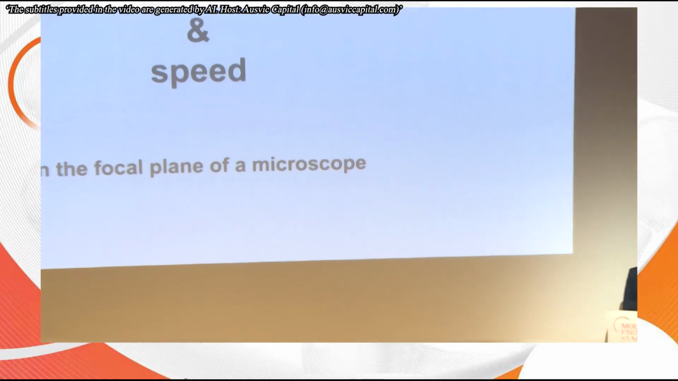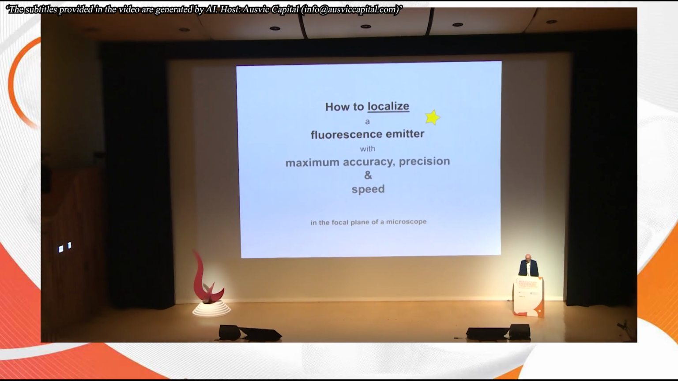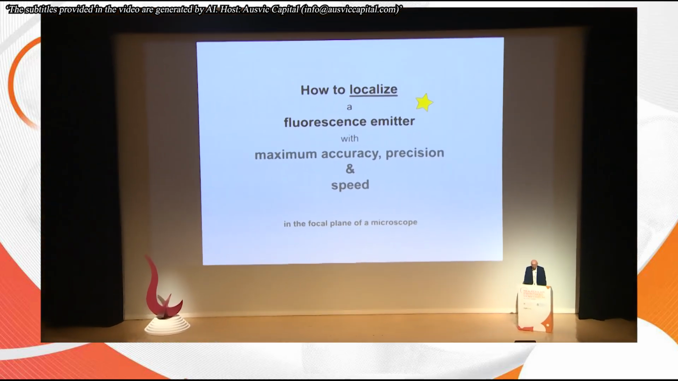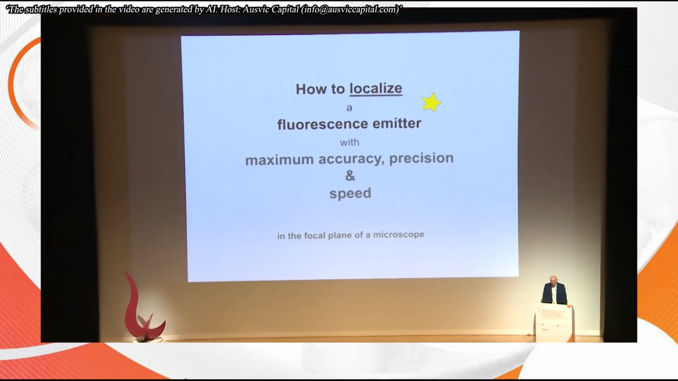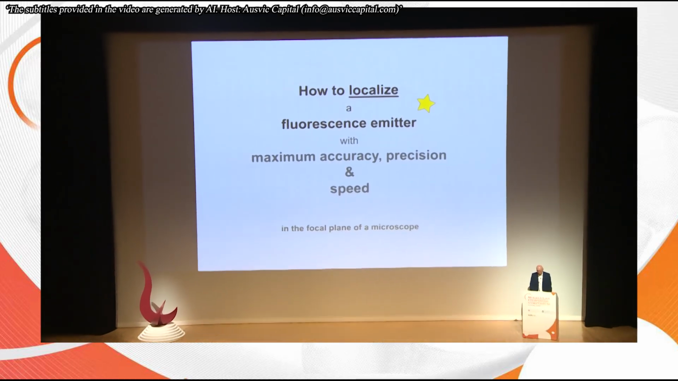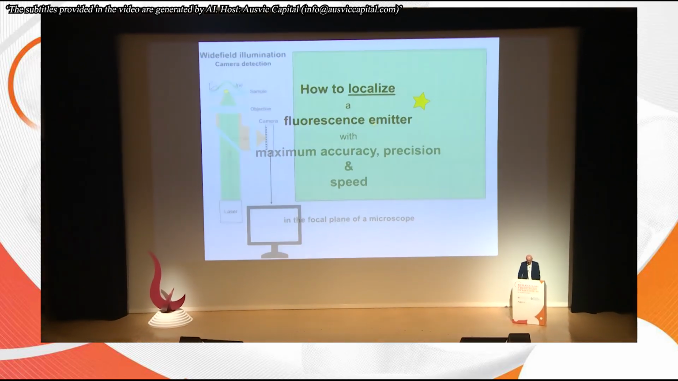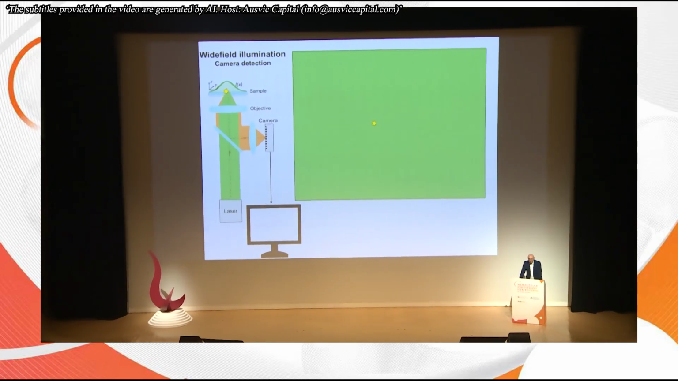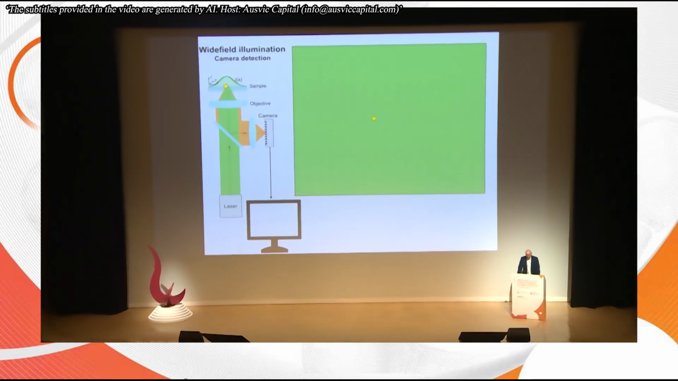I'm going to start out with a very simple problem, namely how to find the position of a single fluorescent molecule in the focal plane of a microscope with maximum accuracy, precision, and speed. This is a very simple problem, but you will see it has many implications. Now, the way it was done actually over decades was the following.